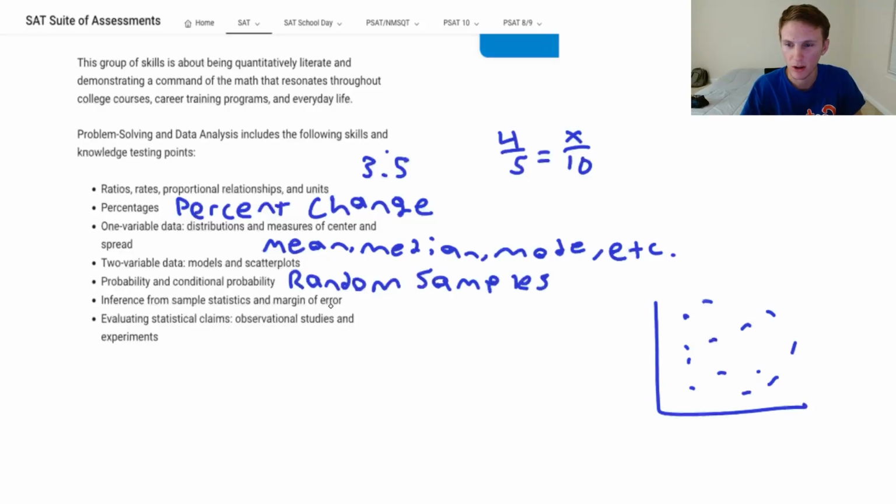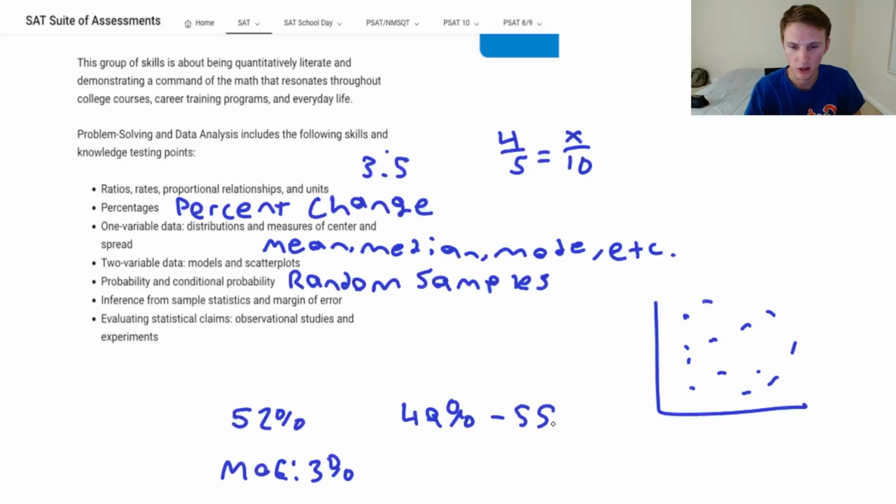Margin of error, this is kind of similar to sample probability questions. Just know that you add and subtract the margin of error. So let's say we have a probability of 52%, margin of error 3%. The range is just going to be 49% to 55% of likely probabilities. If you take a stats class, you're going to go into a lot more detail, but for the SAT, that's really all you need to know.